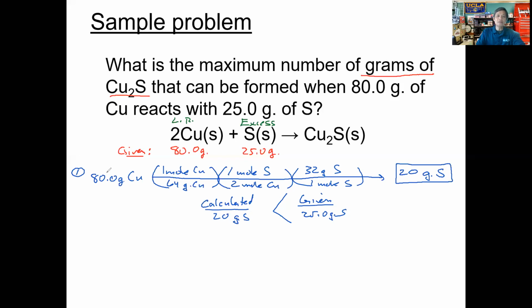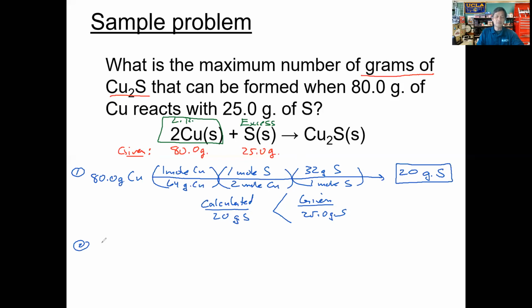But we needed to do this calculation because now, if we know that copper is our limiting reagent, we can set up the second of our calculations. Okay, so let's go ahead and set up the second one, which will now allow us to determine how much copper 1 sulfide will form.